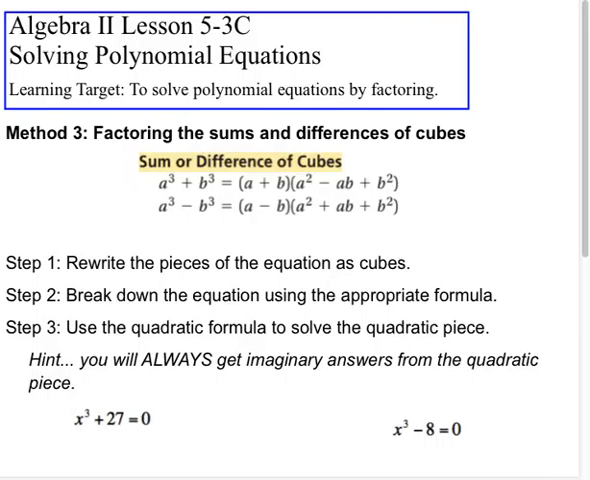Welcome back to our third day of all of these factoring methods. Today's special factoring method is factoring the sums and differences of cubes. Now, the unfortunate side to this one is not only do you have to be able to recognize the process, you do actually have to memorize these formulas. So that's one downside.